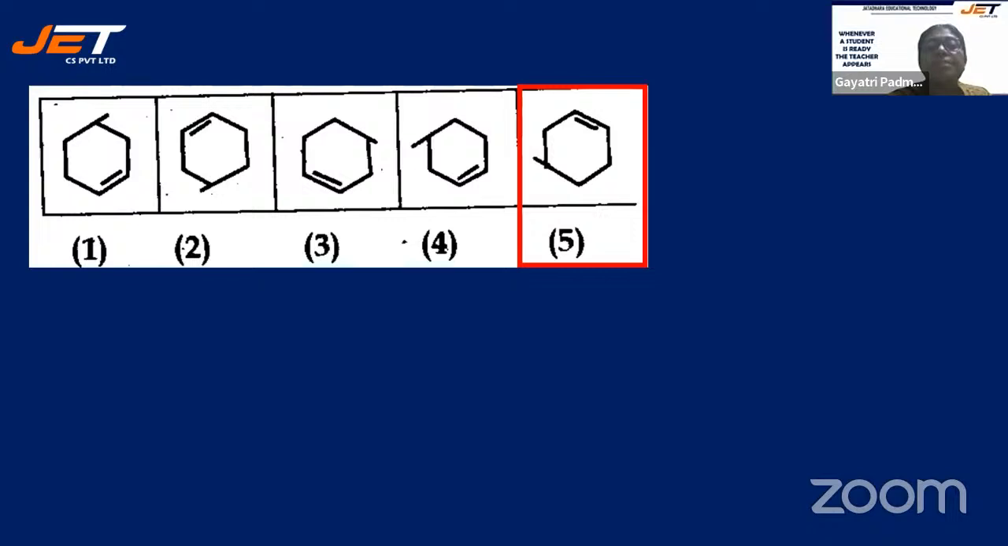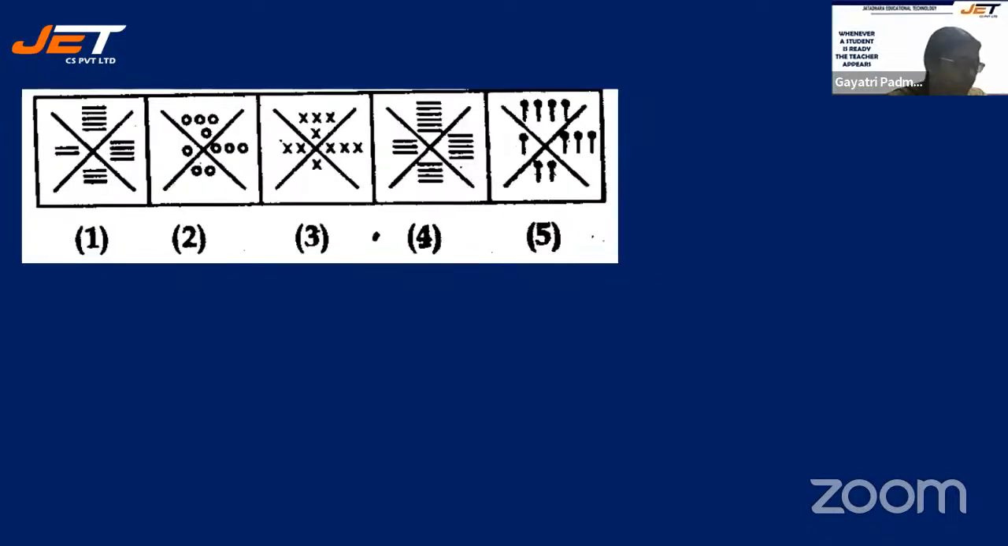All right, because it is moving in a different direction. Now let's move on to the next question. You have 5 options, option 1, 2, 3, 4, 5. So you need to say which one is the odd one out. All right? So I'm sure you'll be able to do it.